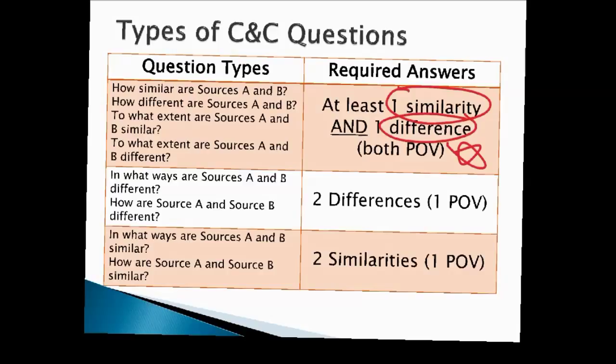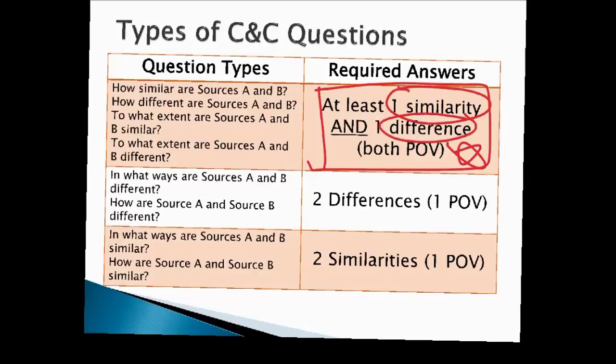Even if they ask, to what extent are sources A and B similar? You still have to tell me, in the first paragraph, they are similar. In the second paragraph, they are different. Must be 1 and 1. Very important, must remember. If you only give 1, you are unlikely to pass the question.